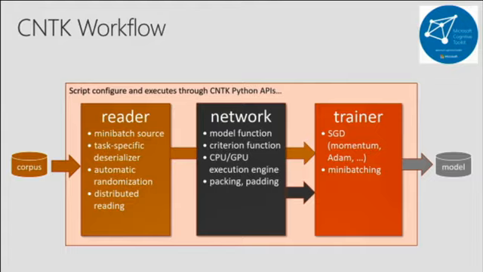After you define the reader, you define a network. This network is essentially your model, be it a multi-layer perceptron, or AlexNet or ResNet. Then you define your trainer, which is how you want to train this network, using, say, stochastic gradient descent or the Adam algorithm. And once you define everything, you call train, and it will generate the model that you're looking for.